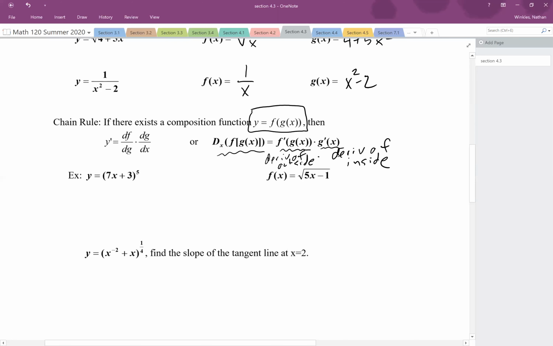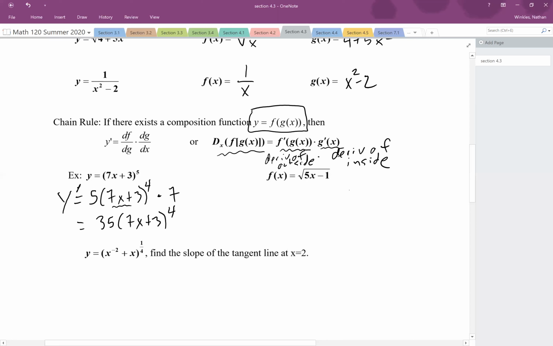Y equals 7x plus 3, all raised to the 5th. So y prime is equal to, the derivative of the outside would be 5 times 7x plus 3 to the 4th. That is the f prime of g of x. Now we're going to multiply by the derivative of the inside, which is just 7. So then simplifying, we get 35 times 7x plus 3 raised to the 4th.